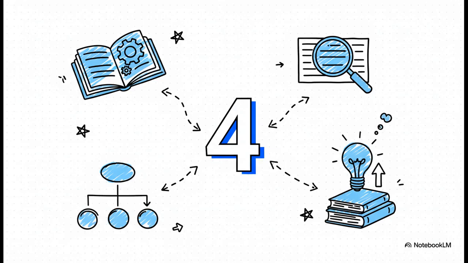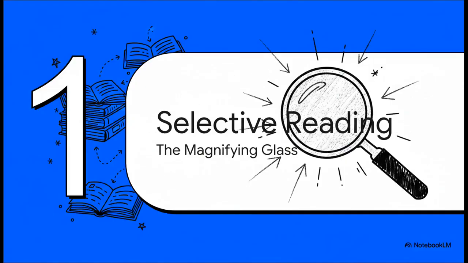These are going to form the core of your brand new academic reading toolkit, and each one is designed for a very specific purpose. Okay, first up in our toolkit is what we're calling selective reading. I like to think of this one as the magnifying glass. It's your precision instrument, perfect for zeroing in on exactly what you need and nothing else.